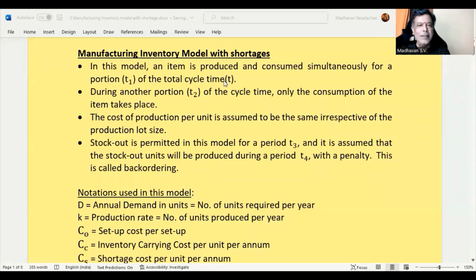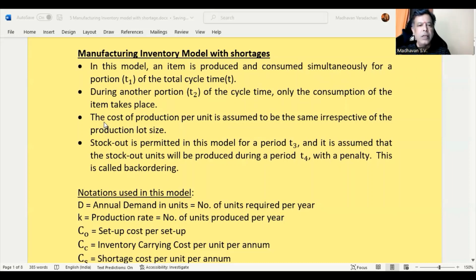Hello everyone. In this, we will understand about the manufacturing inventory model with shortages. In this model, an item is produced and consumed simultaneously for a portion T1 of the total cycle time T. Means T1 is a part of the total cycle time T. Another portion T2 of the cycle time, what we do is we only consume the item.